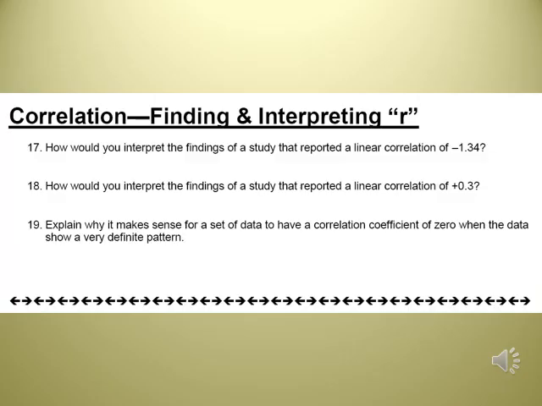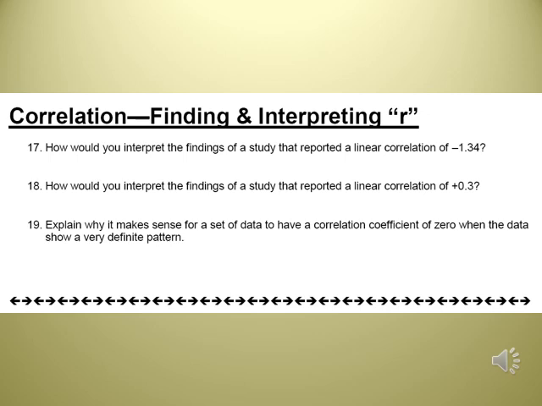There are a couple of other questions that came up on the worksheet right after those patterns of dots, and I'm just going to go through those real quickly. The first one says, how would you report the findings of a study that had a linear correlation of negative 1.34? Well, I would say somebody screwed up, because that's impossible. The R value has to be between negative 1 and 1, and this is less than negative 1, so it can't happen.